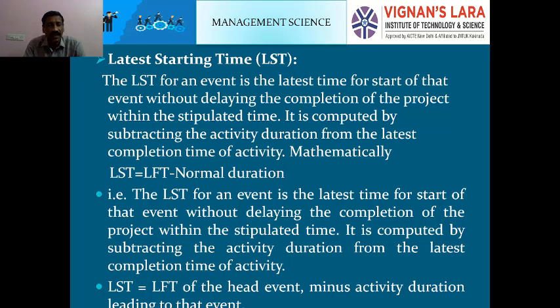That is, the latest starting time for an event is the latest time for start of that event without delaying the completion of the project within a stipulated time. It is computed by subtracting the activity duration from the latest completion time of the activity. Another way, LST equals LFT of the head event minus slack minus activity duration leading to that event. This is the latest starting time.